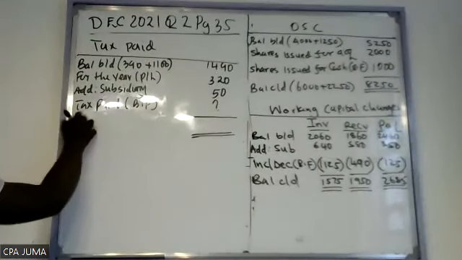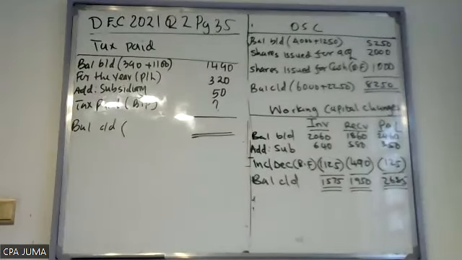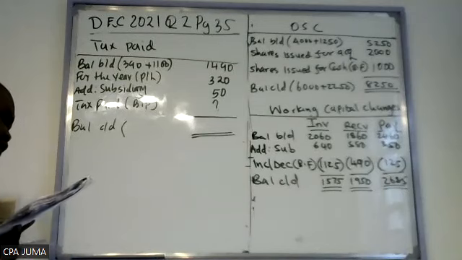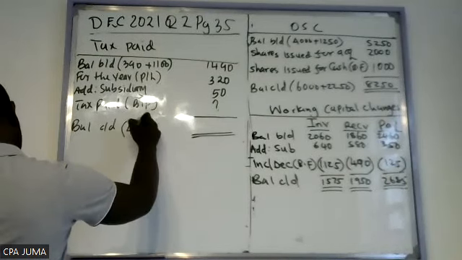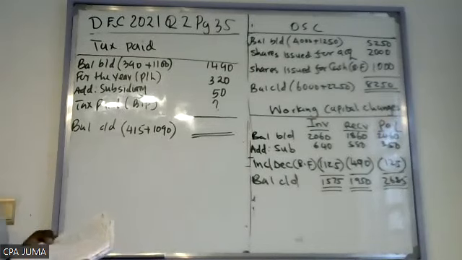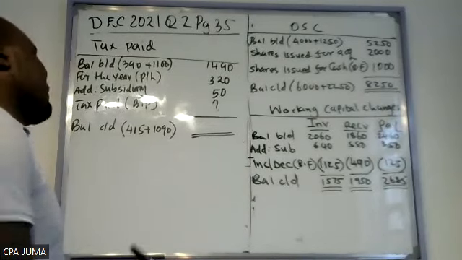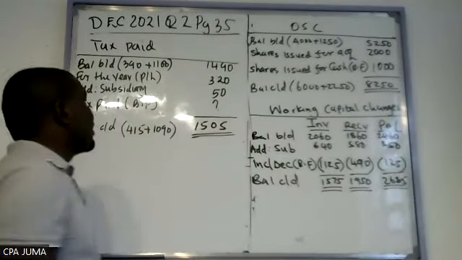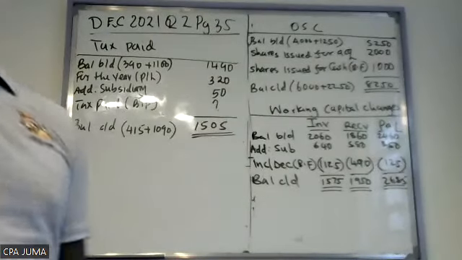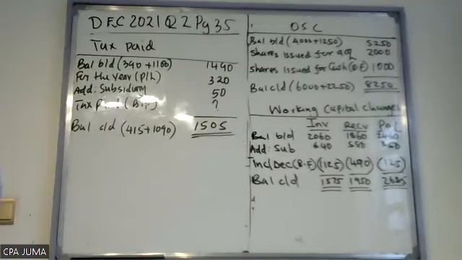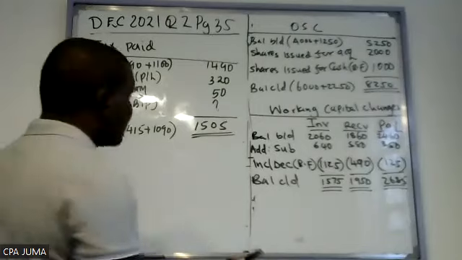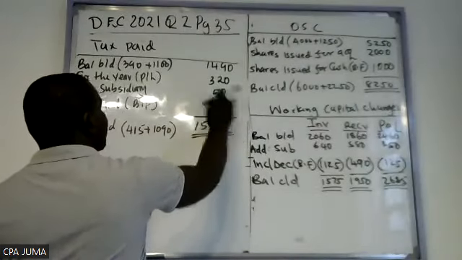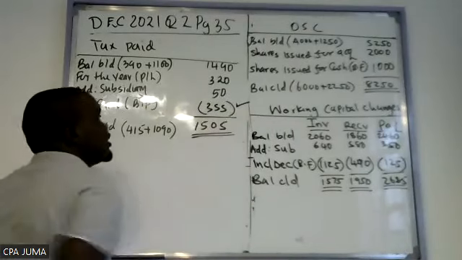So balance carried down. You combine both deferred and current. So deferred is 415 plus 1090. That should be 1505. Yes, you will confirm. If it is okay, then you tell me how much is paid. The decrease in tax is the tax paid. How much? Brandy, 355. Confirm, 355. So that decrease is 355. That is the tax paid.